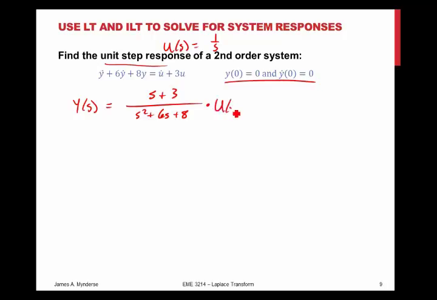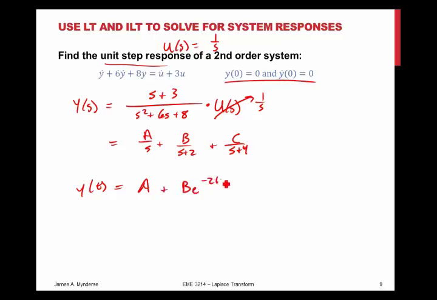And that's going to be multiplied by u of s, but I know u of s is going to be 1 over s. So when I write this out, I'm going to get an A over s plus B over s plus 2 plus C over s plus 4. And this is because I factored the denominator. I split it into an s plus 2 and an s plus 4, and I separated them out. And so I can use either the residue command or I can solve for A, B, and C. But when I do my inverse Laplace, I'm going to get A plus B e to the negative 2t plus C e to the negative 4t.